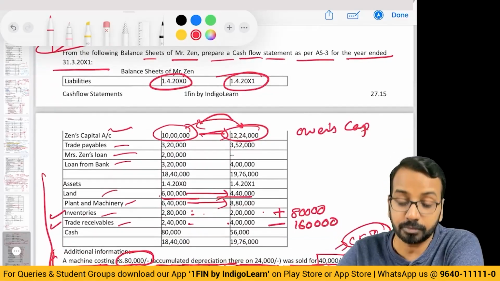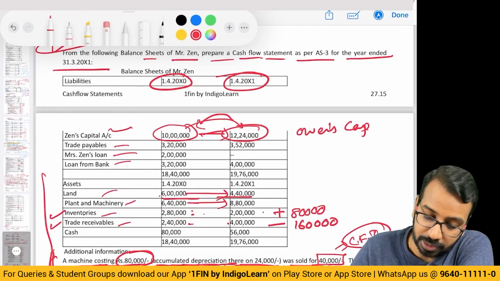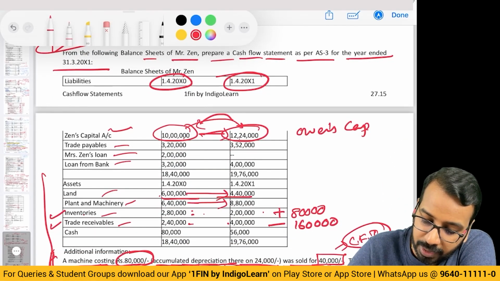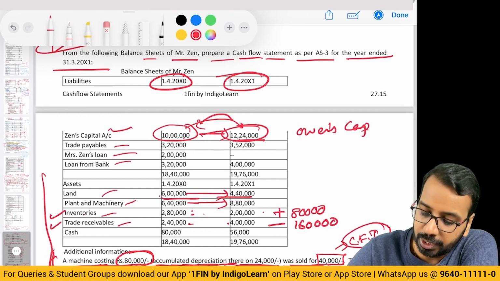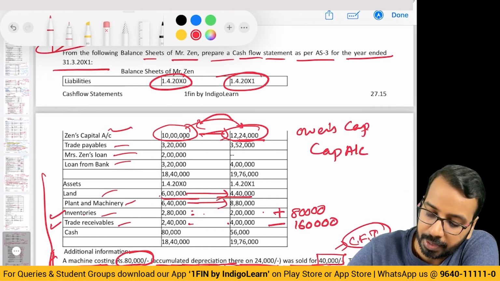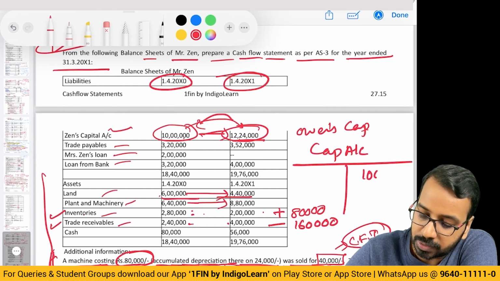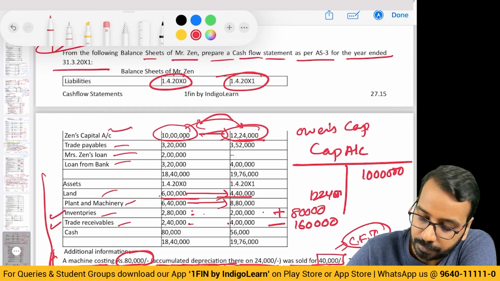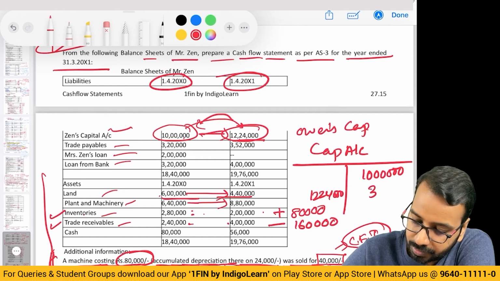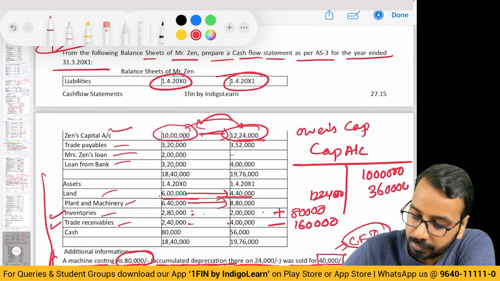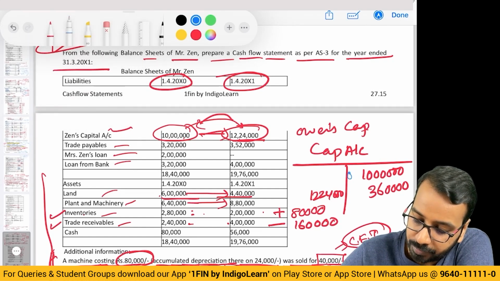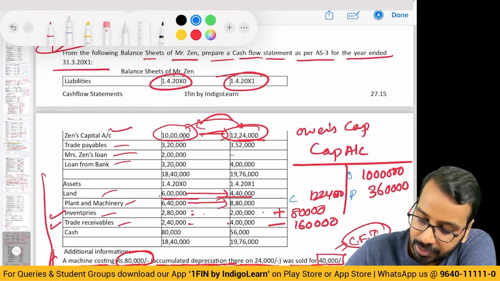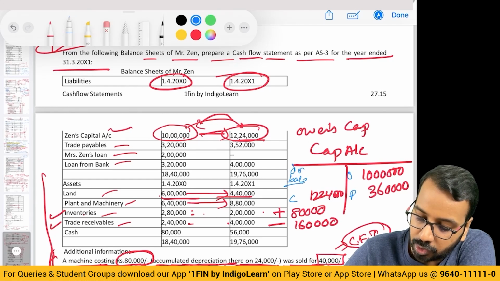Then let us figure out all the items. Capital account 10 lakh became 12,24,000. So we need to prepare a capital account and see opening balance was 10 lakhs. Closing balance is 12,24,000 and profit is 360, which means this was opening, this was profit, this is closing. So whatever is the balancing figure, these are drawings.